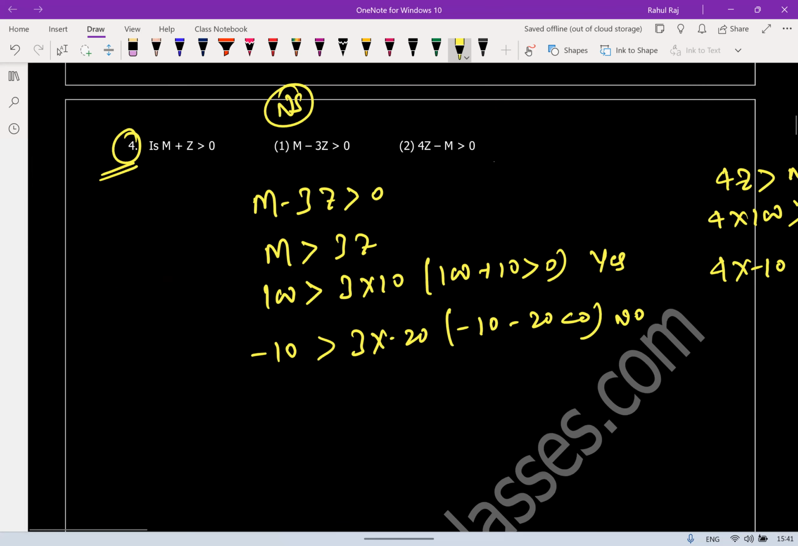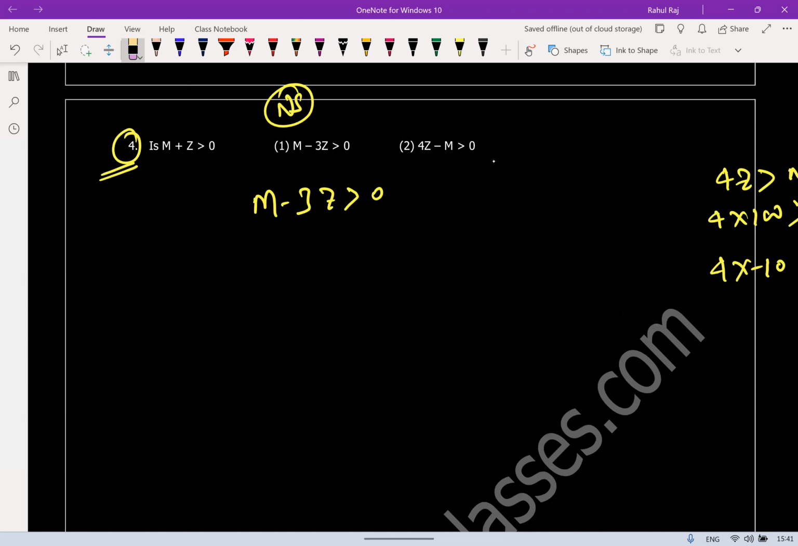Now we know that these two are not sufficient. So how do you combine them? Technically, now you are supposed to combine the two equations. So how do you combine? You will simply try and solve those two equations. It's as simple as it is.